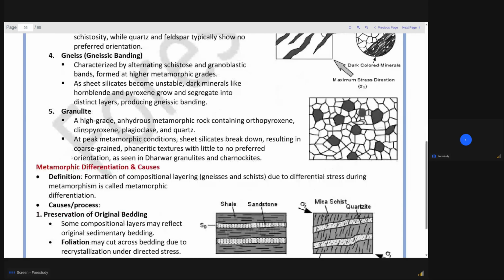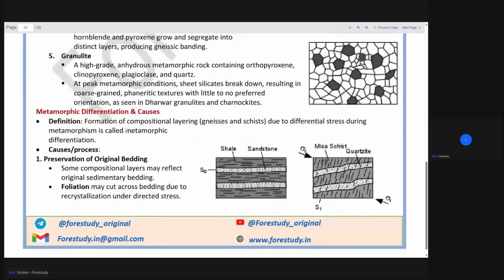Then comes granulite, a high-grade anhydrous metamorphic rock, anhydrous because it is formed at very high pressure and temperature, containing orthopyroxene, clinopyroxene, plagioclase and quartz. At peak metamorphic conditions, sheet silicates break down, resulting in a coarse-grained granoblastic texture with little to no preferred orientation, as seen in Dharwar granulite and charnockite. So these are very old metamorphic terrains of granulite where we do not see preferred orientation, and mostly we find this coarse-grained granoblastic texture because of a high amount of recrystallization.